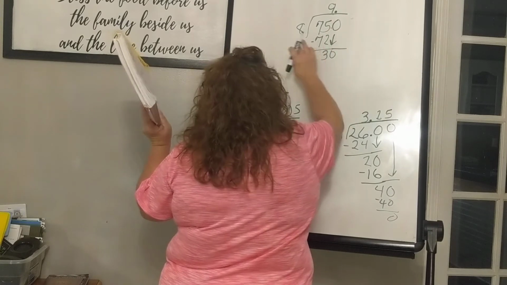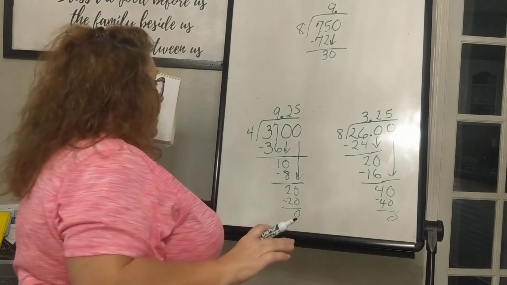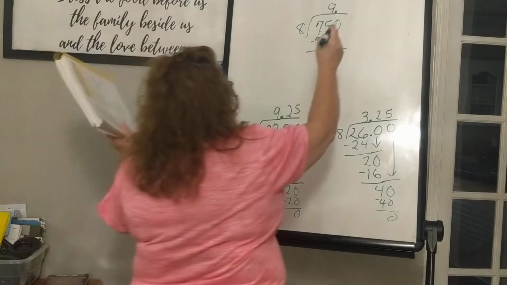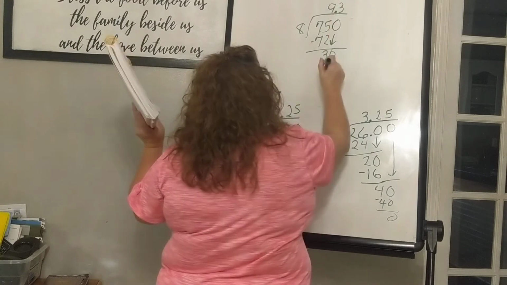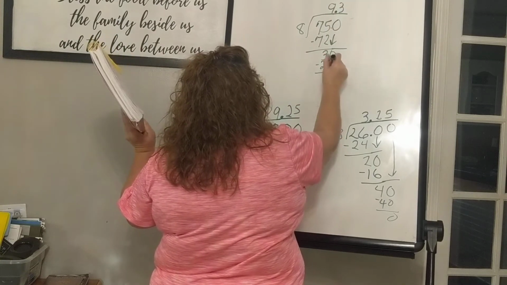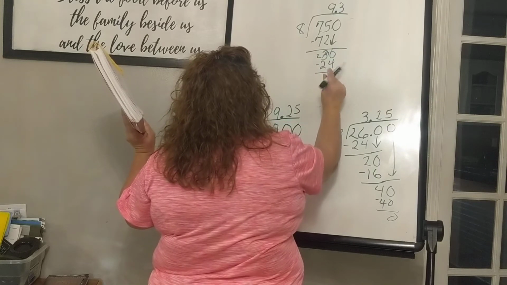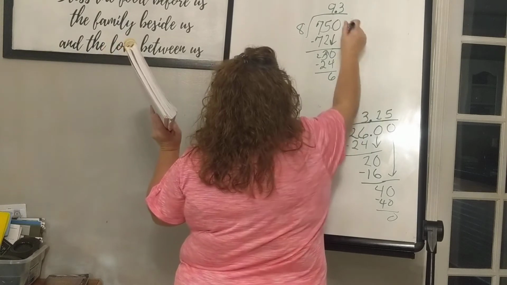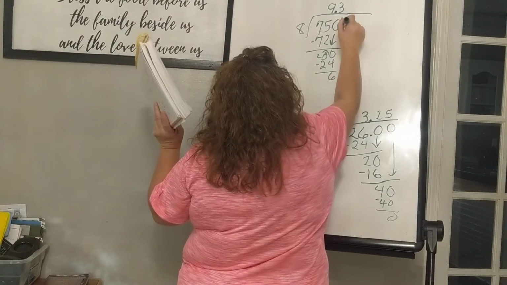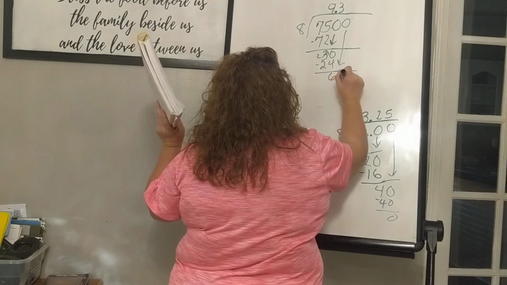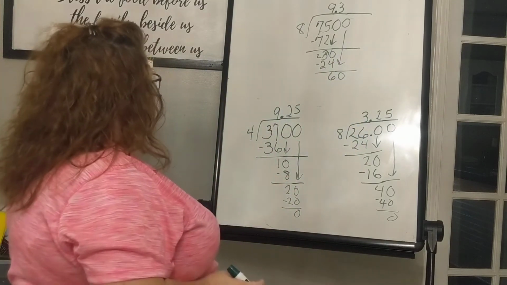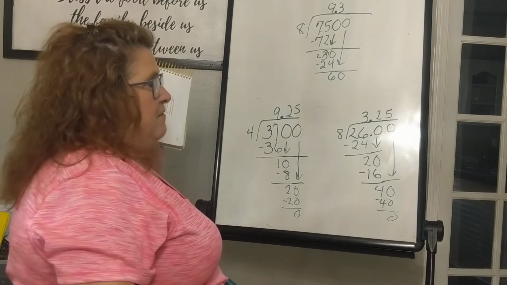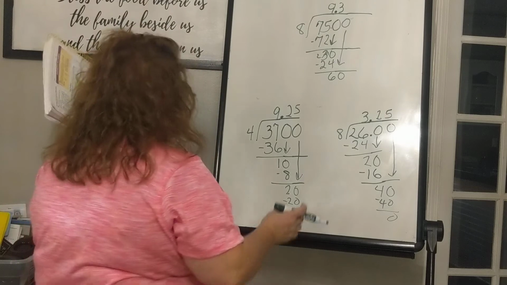Bring down my 0. 8 will go into 30. 8 times 4 is 32, so it's going to have to be 3. And 8 times 3 is 24. We subtract. We have 6. 6 is smaller than my divisor 8, so I'm going to have to annex yet another 0 in my dividend to bring it down. How many times will 8 go into 60? 8 times 7 is 56, so it's gonna have to be 7.